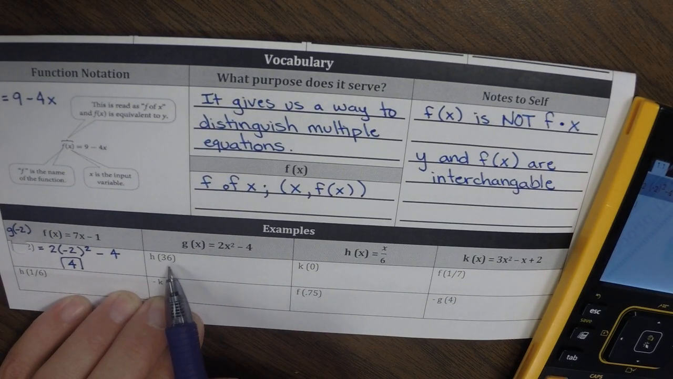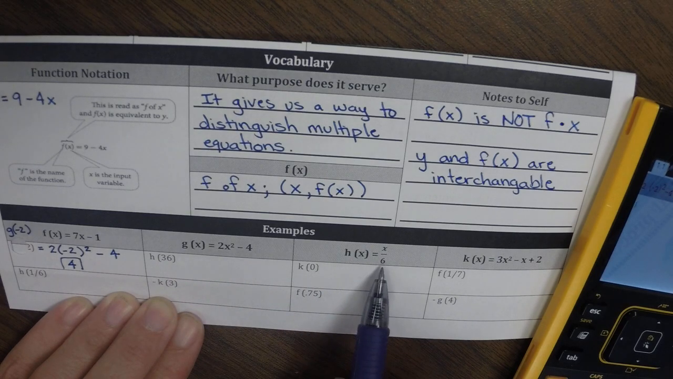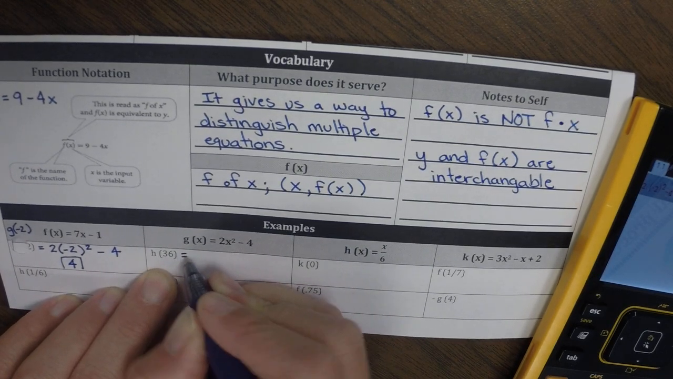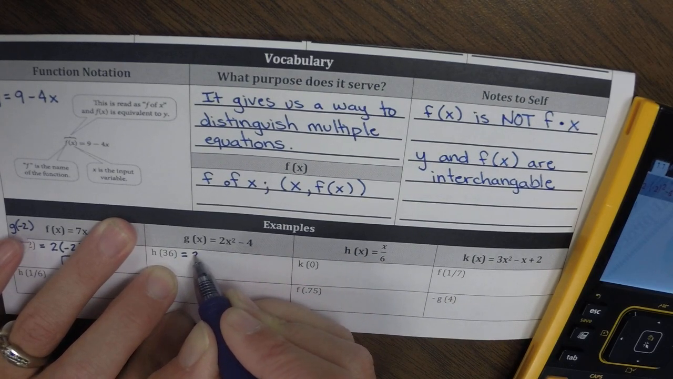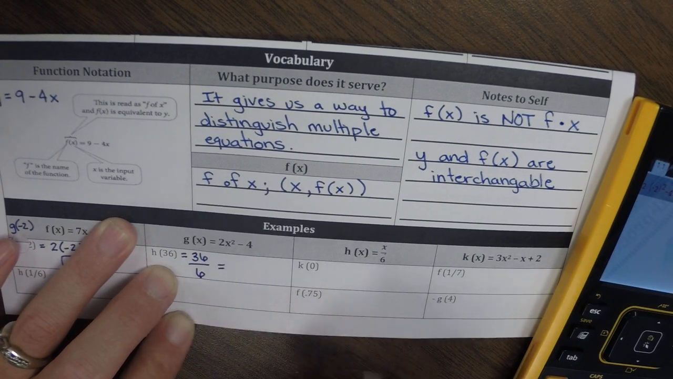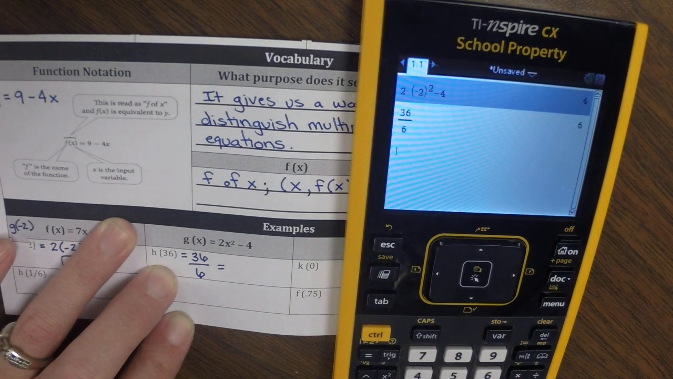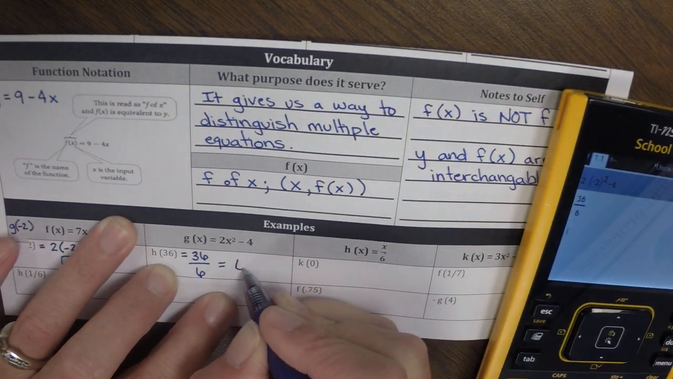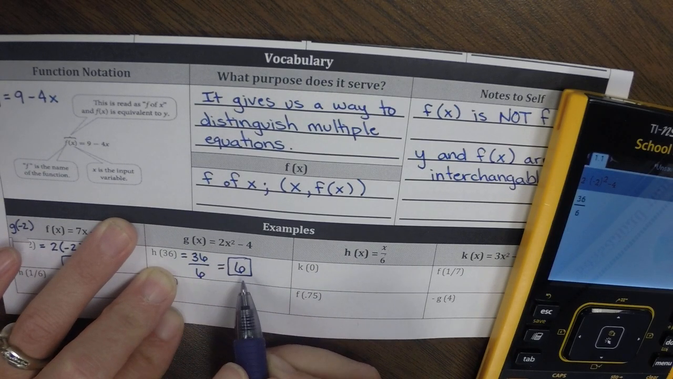So what about h at 36? Well, I've got to find function h and replace x with 36. So I'm going to input 36 as x and see what my output is. So h at 36, here's h. So I would replace x with 36, and it's still over 6. And then we could put that in our calculator if we needed to. So 36 divided by 6 is 6.